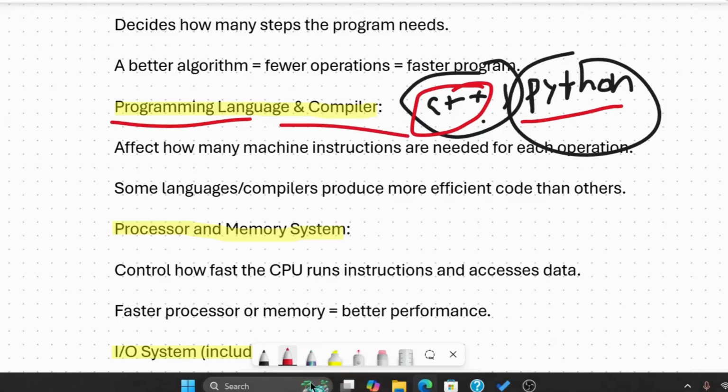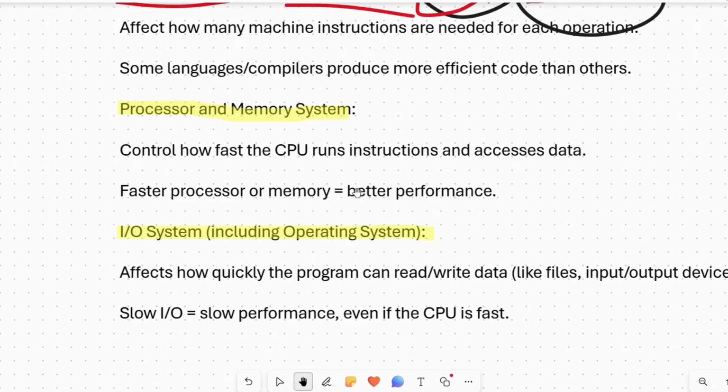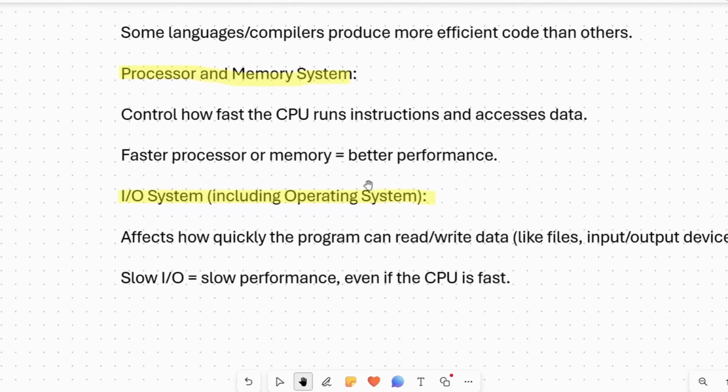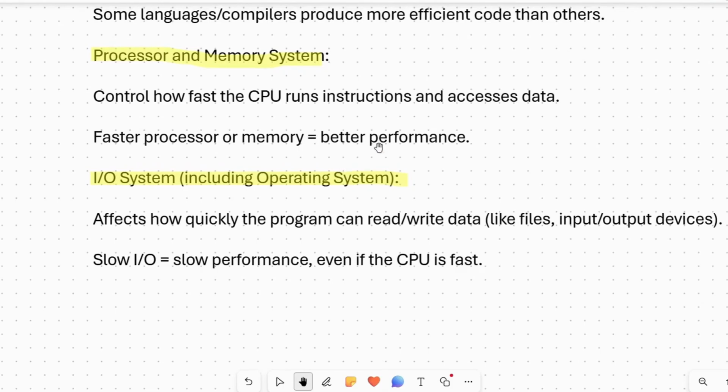Also, there are lots of types of compilers, for example VS Code, Code::Blocks. Compiler capacity is also important here, because if the compiler runs the code faster, then you get the output faster. So that's why it is important.